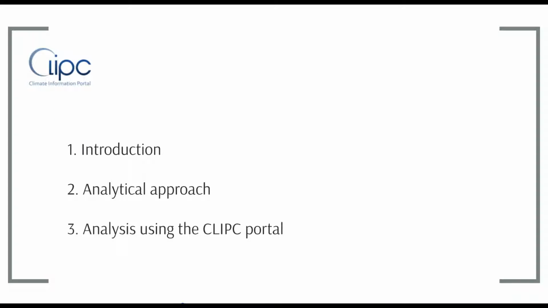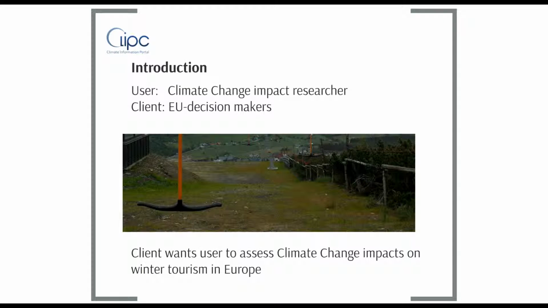For this case, imagine the following scenario. The European Commission aims to initiate a funding program for regions in which climate change negatively affects winter tourism. The question is, how can those regions be identified?